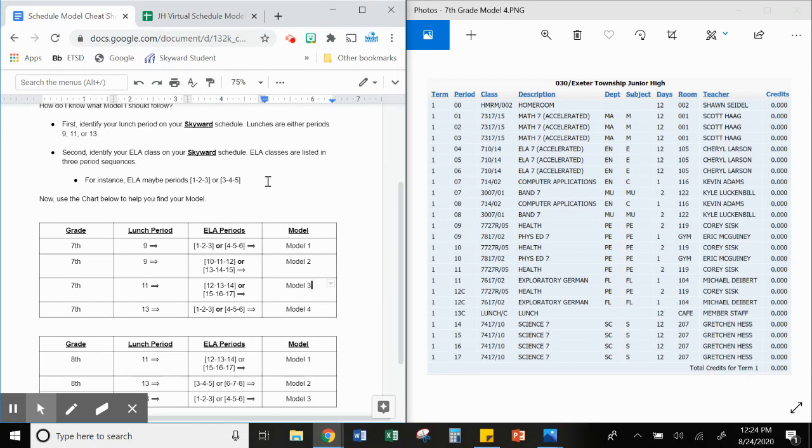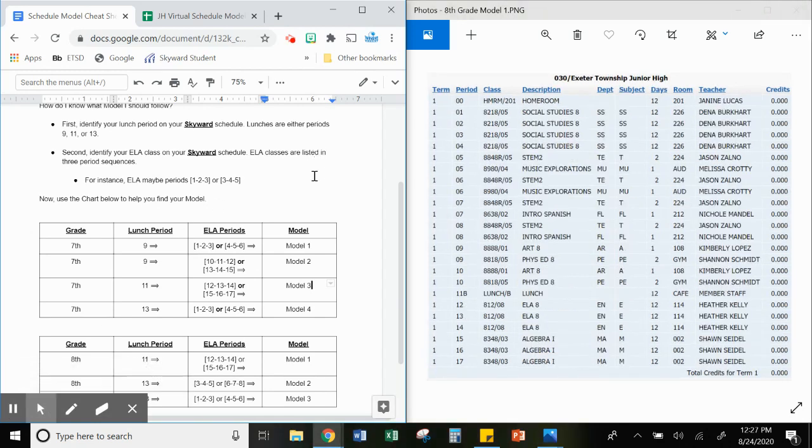So the next thing I'm going to show you is how to do the same thing, figuring out what model to follow if you are an 8th grade student. So if you're looking at my screen now, you'll see that we've transitioned from a 7th grade student schedule to an 8th grade student schedule. The process is still going to be the same. The first thing you're always going to look for is your Skyward schedule, and you're going to be looking for your lunch period. For this 8th grade student, and this is a Model 1 8th grade student schedule, you'll notice that their lunch is scheduled for period 11.